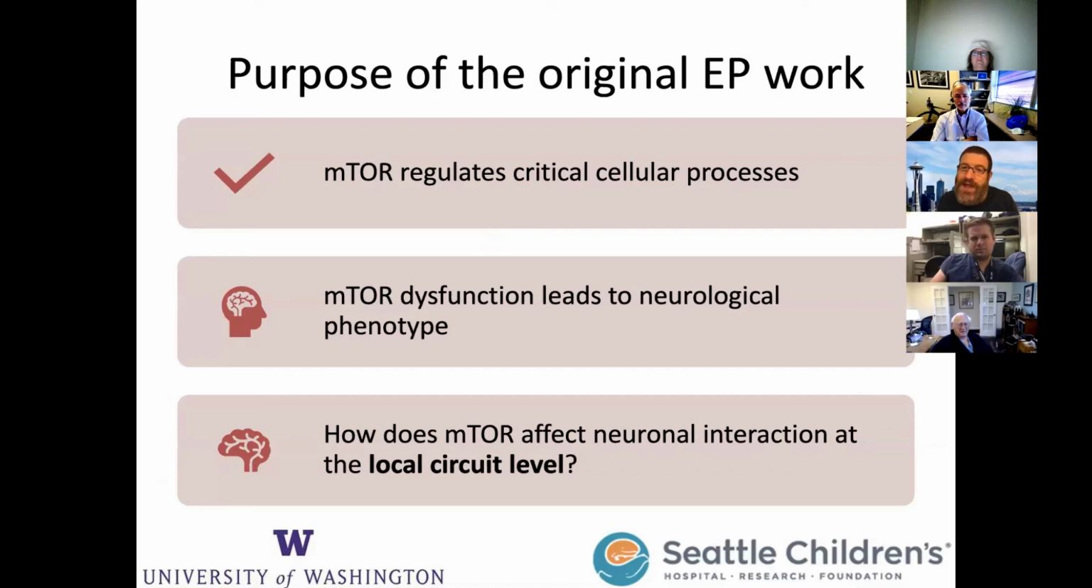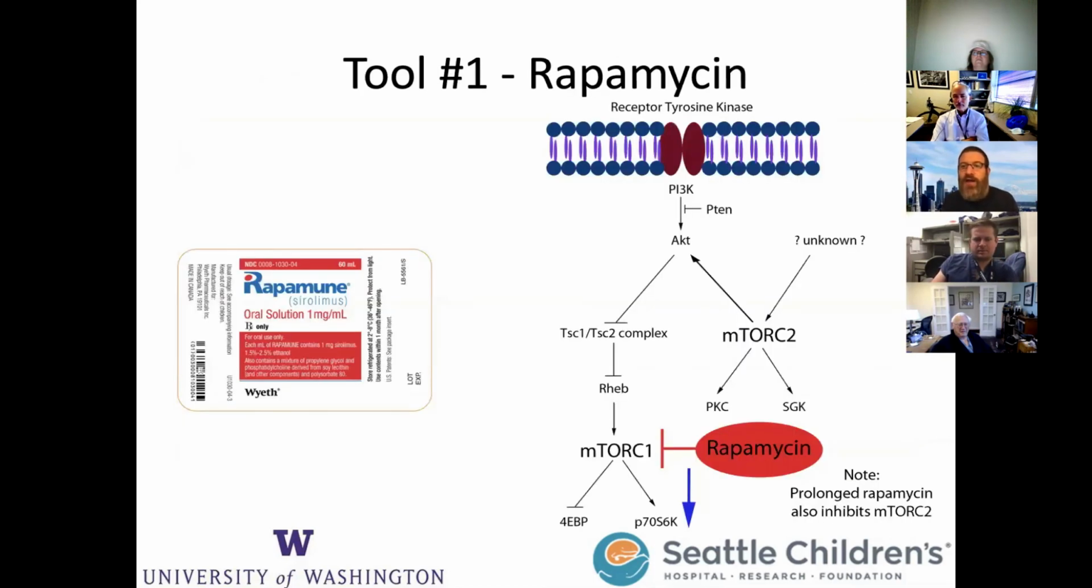The question being asked was, well, we know mTOR regulates critical cell processes. We know that when it's dysfunctional, it leads to a phenotype: epilepsy, tuberous sclerosis, intellectual dysfunction. But how does mTOR, as an abstract three-dimensional protein structure, lead to a neuronal physiologic anomaly? How does it change the way nerve cells communicate at the circuit level? And there were two tools that we had at our disposal.